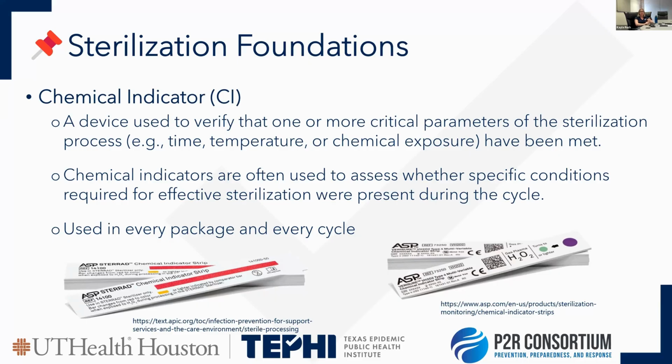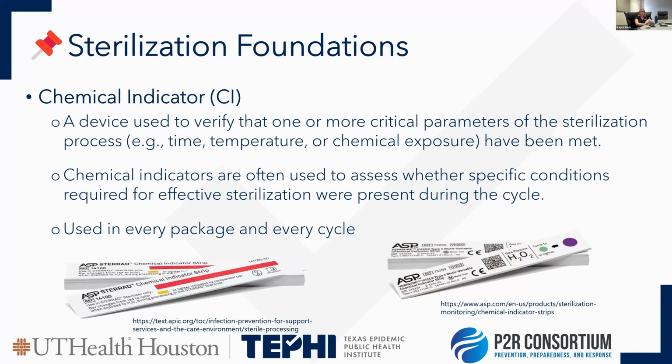For a chemical indicator, it goes into every single packet. So every peel pack that you have, every tray, every item that goes through sterilization should have a chemical indicator in it. And it should be placed before it goes into the sterilizer. And then when it's coming out, you should be able to check it and see that, yes, this has met and achieved the level that it was supposed to. A lot of these chemical indicators change colors.